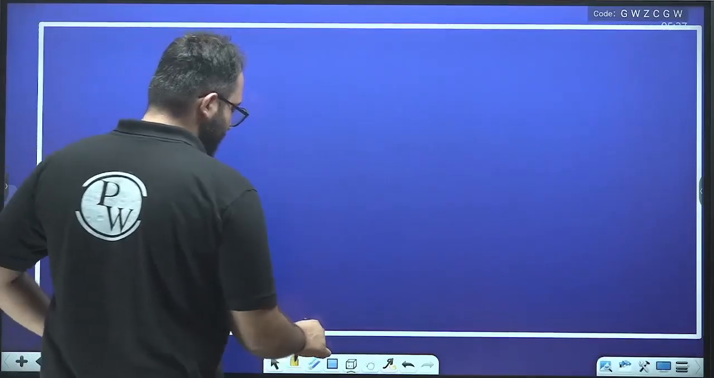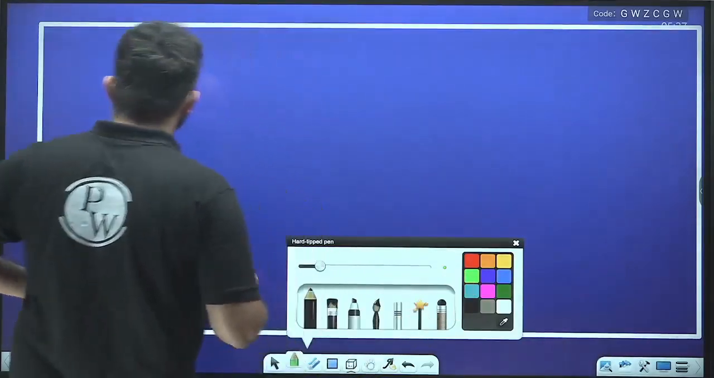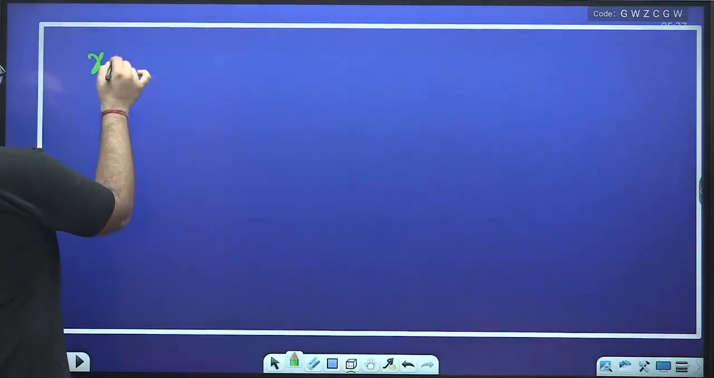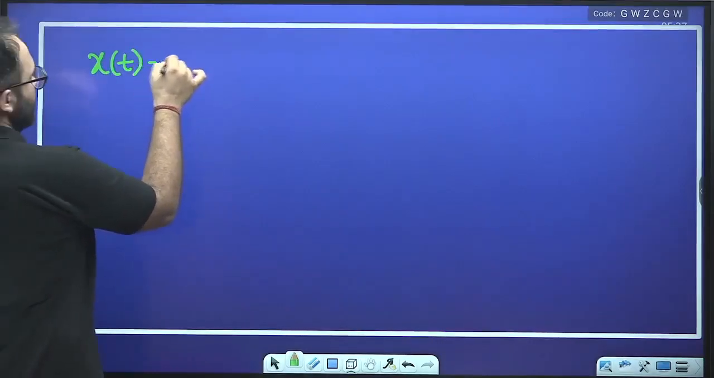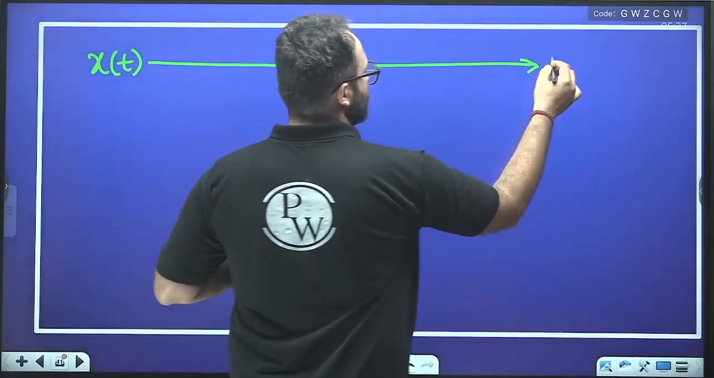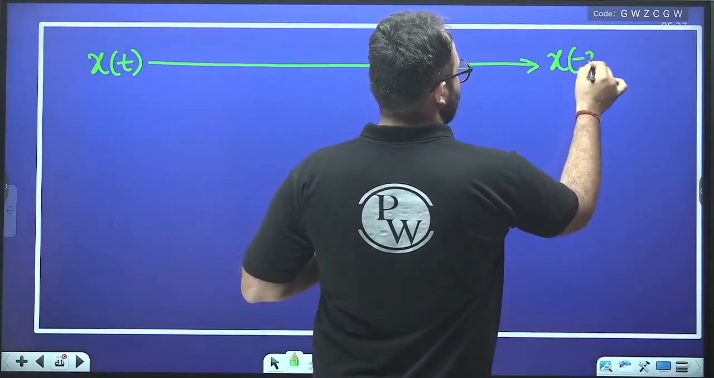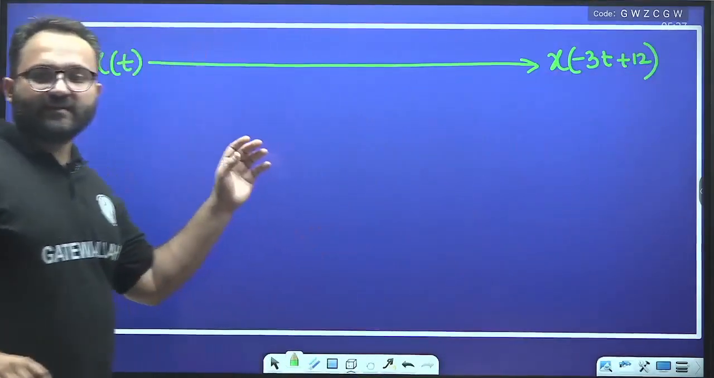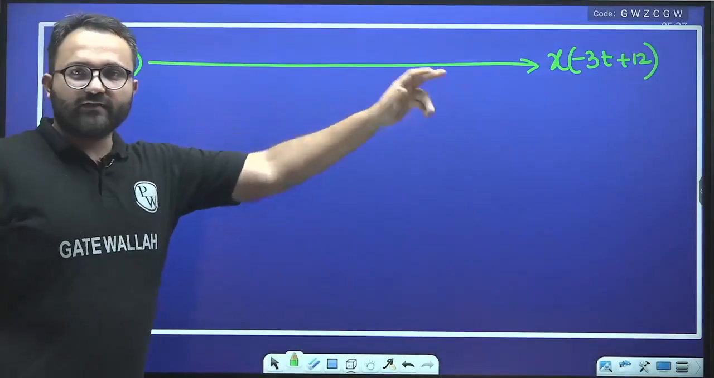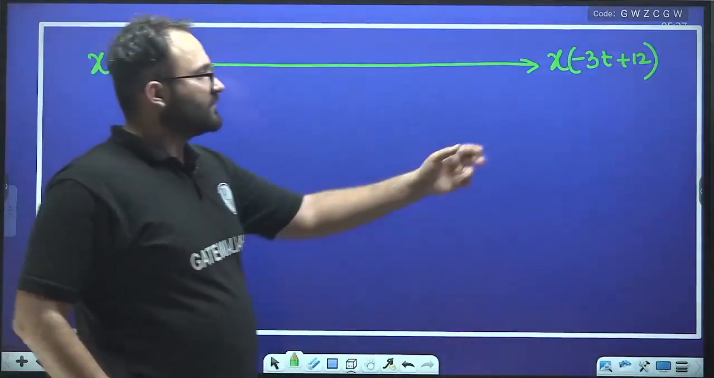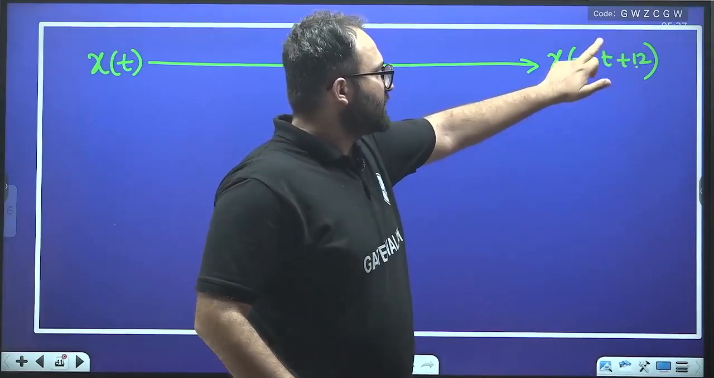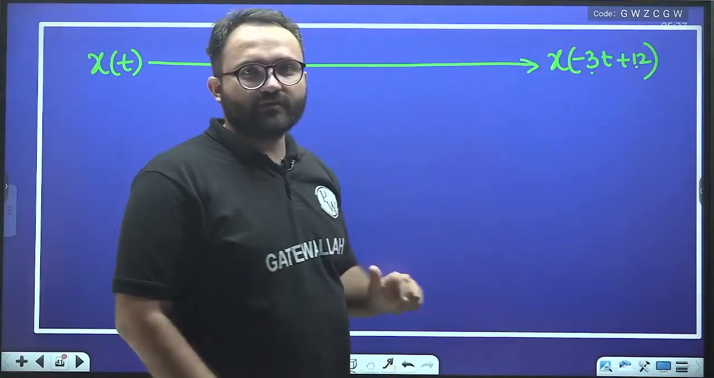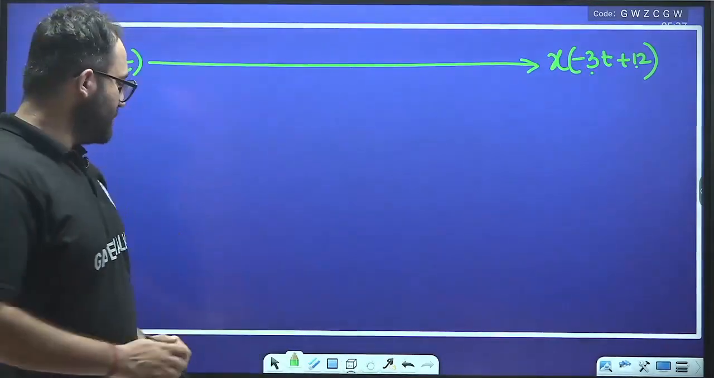Suppose we have to get this signal. This is very, very important. I just forgot to take it. From x(t) we need to create x of minus 3t plus 12. So from the x(t) signal we need to create this signal. We can see that there is a shifting, there is a scaling factor, and there is a time reversal factor.